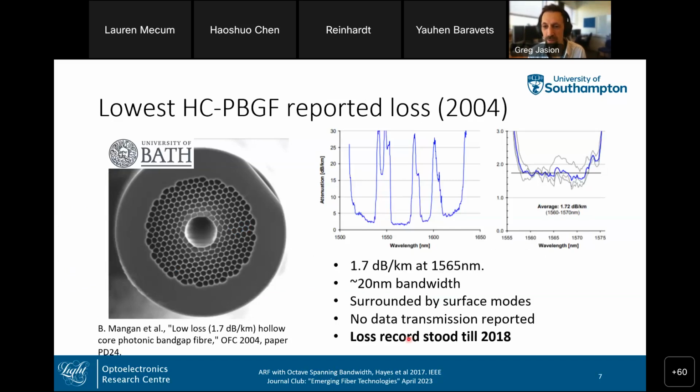So in 2004, extremely low loss, but narrow bandwidth. The transmission window is broken up by these resonances, the surface mode resonances caused by the junctions around the lattice. So that meant that no data transmission was demonstrated. However, this low loss result did stand until 2018. So it's a very significant result.